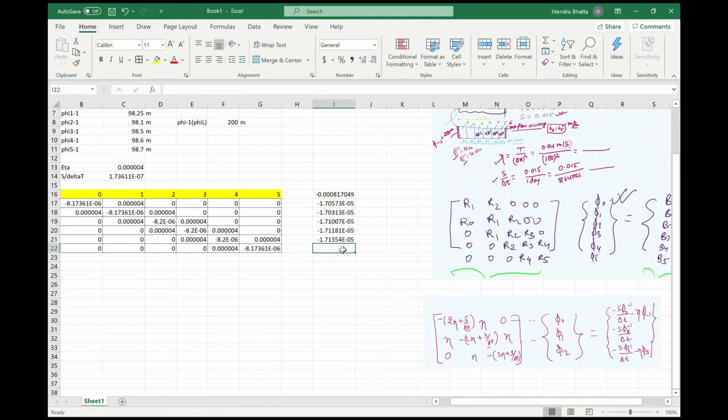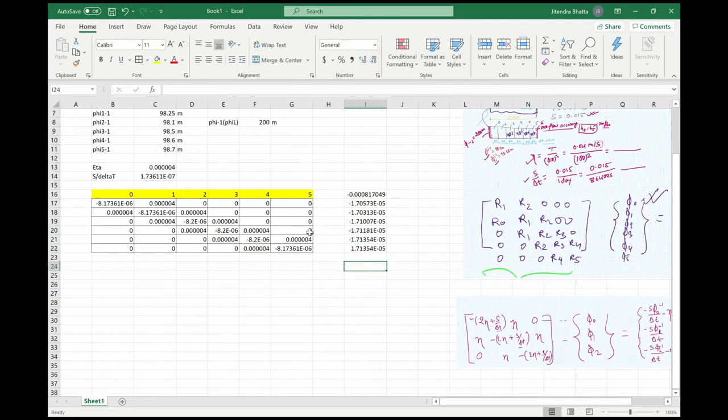So this will be for all these values. And then for this one, S by delta t times this one minus eta, which is this one, times phi 3, which is the right hand side condition. In this condition, this eta will be equal to 0, so I can just leave this one out. Enter. I'll just name it as R matrix, and this one as B matrix on the right hand side.